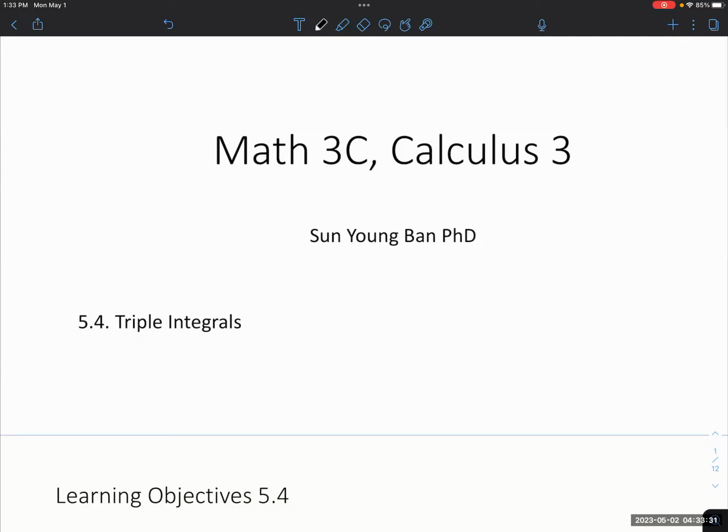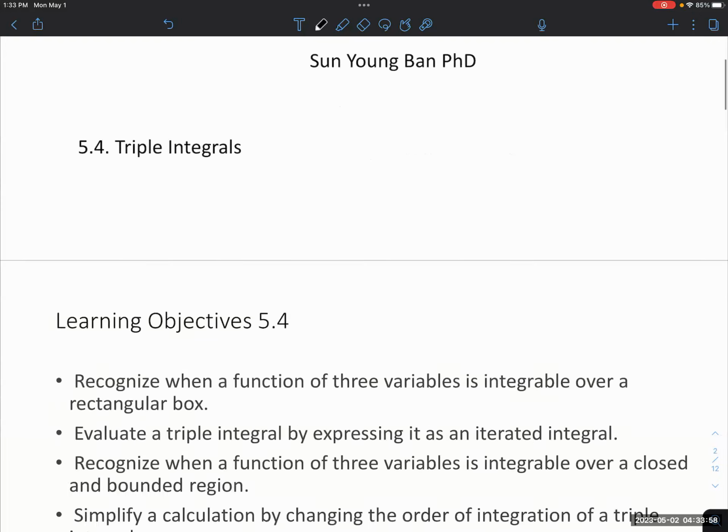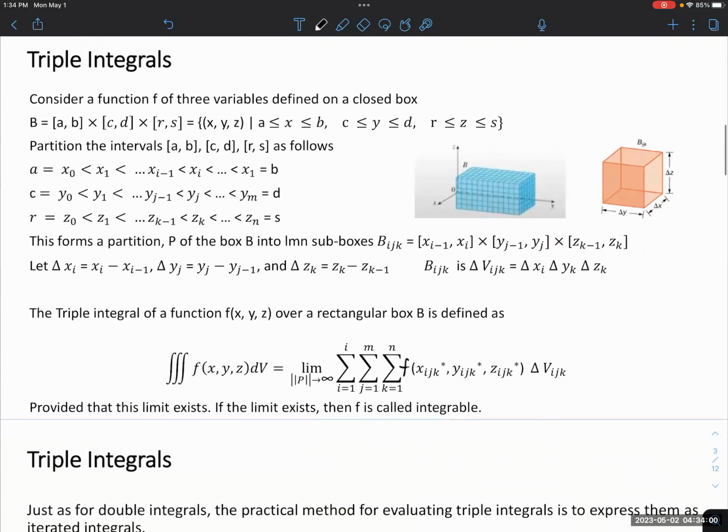So we're going to use the three different variables of the function and find out each range, and we're going to take the integral. So it's very similar to a double integral, but I just want to talk about the background of where this triple integral came from, and I will do a couple of examples. 5.4 is a very short topic because you already know how to take the integral. We just need to see how to deal with three different variables x, y, z. So let me show you the image.